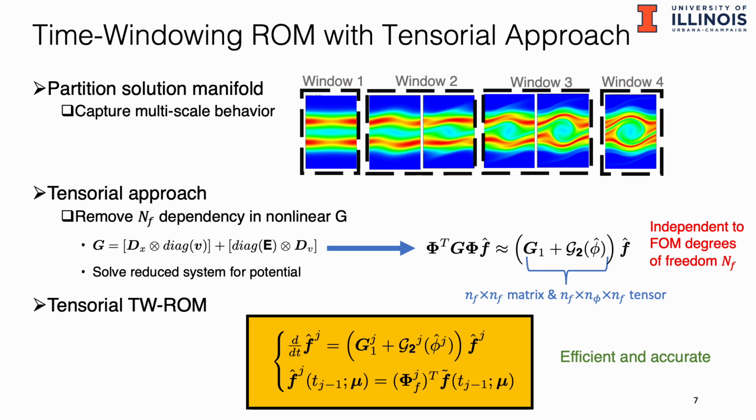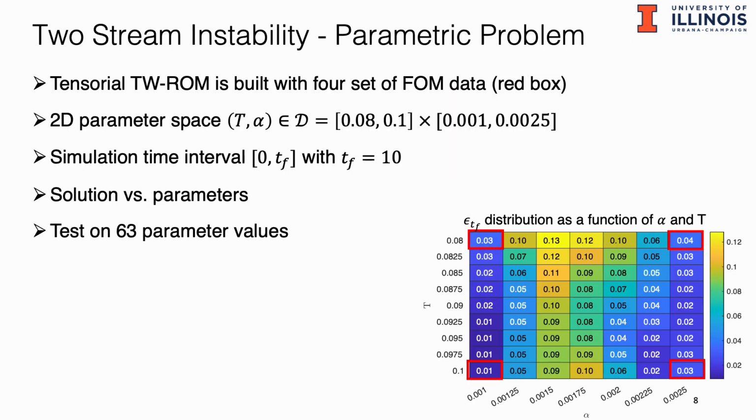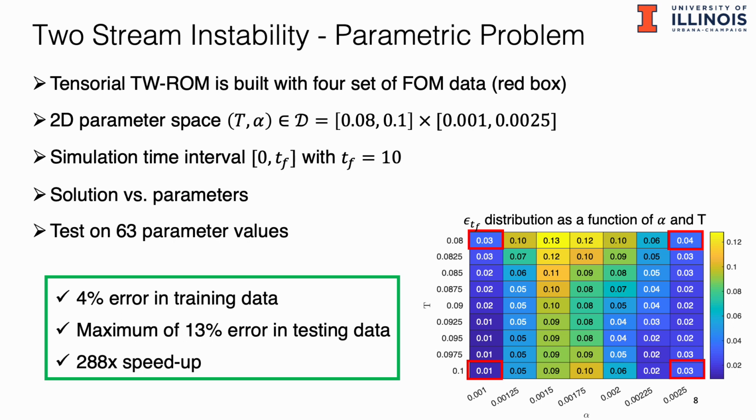The tensorial time windowing ROM is efficient and is also expected to have the capability to capture the multiscale behavior. We built the tensorial time windowing ROM with 4 forward model datasets and tested on the 2D parameter space. The solution time interval is from 0 to 10, including the 3 solution stages. In the following table, we show the relative error in the solution versus the parameters. The 4 red boxes are training data that we use to build the ROM. The tensorial time windowing ROM is able to achieve 4% error in training data, while a maximum 30% error in testing data, and obtain about 280 times speedup.